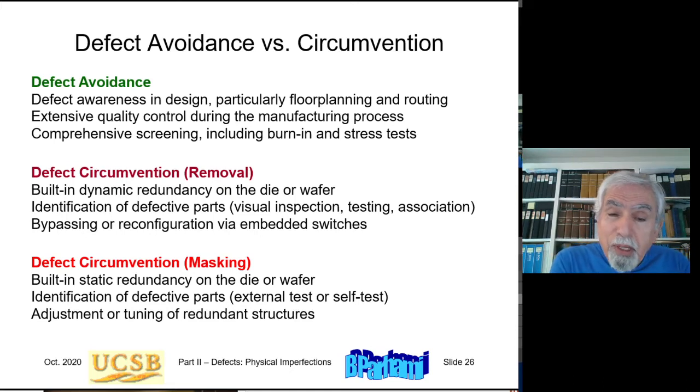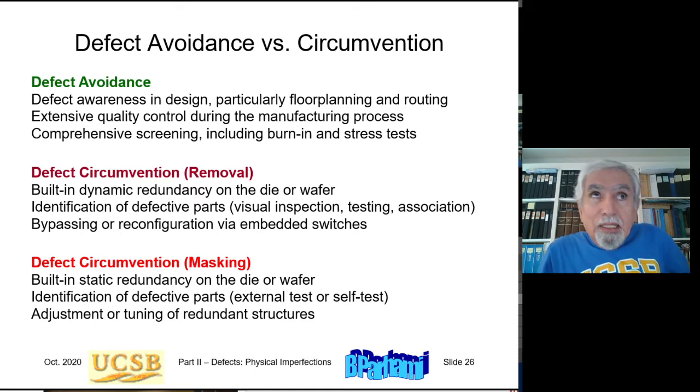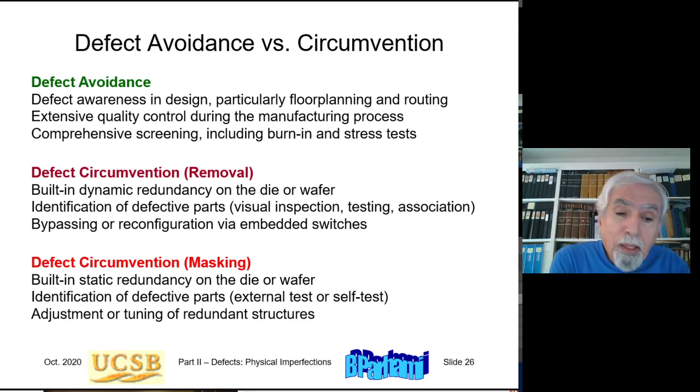Defect circumvention by masking, on the other hand, requires the provision of what we call static redundancy. Static redundancy is when redundancy is built in and part of the normal operation of the system, except that when something goes wrong, that built-in redundancy automatically kicks in and prevents undesirable effects from happening.